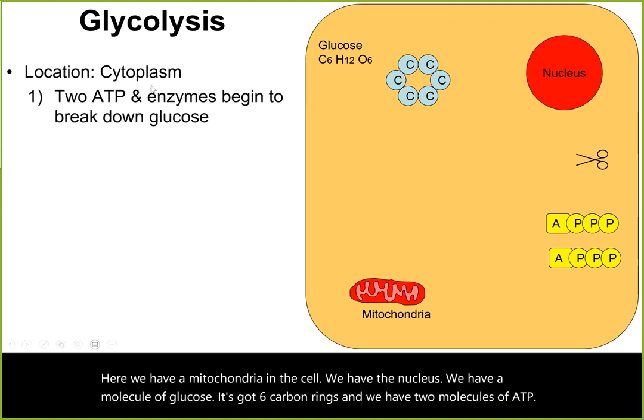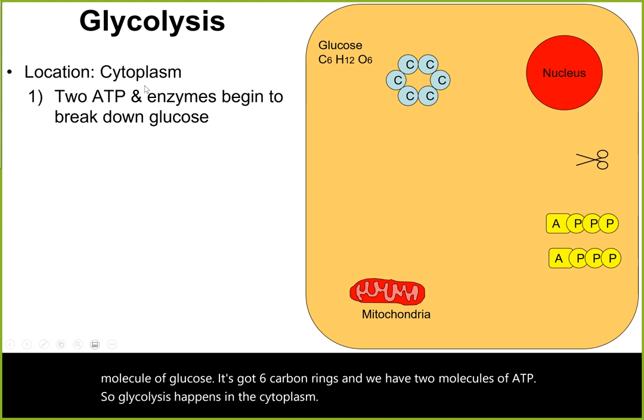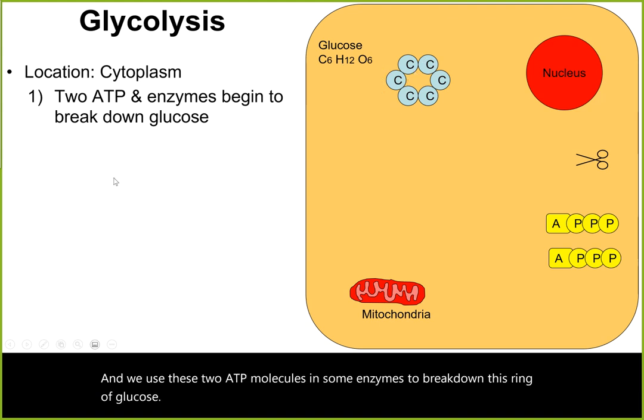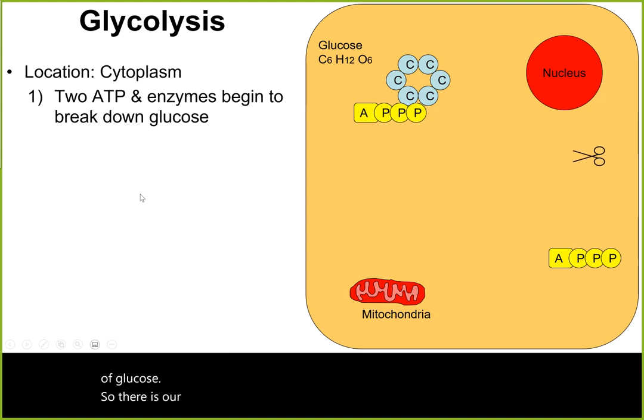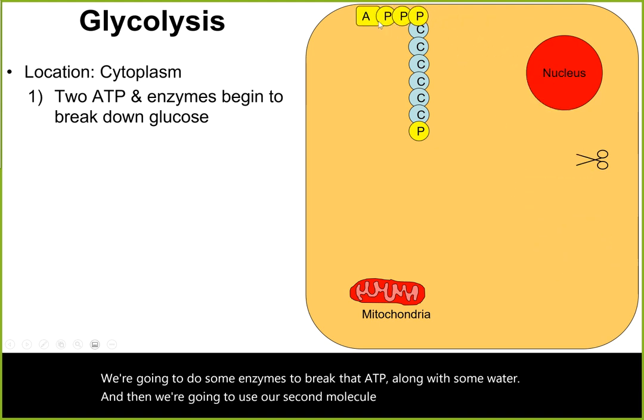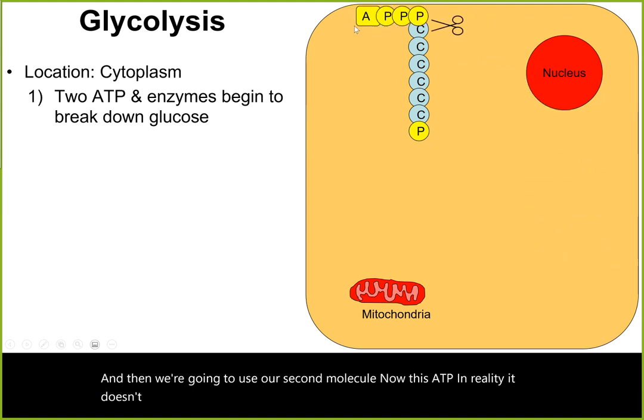So glycolysis happens in the cytoplasm. And we use these 2 ATP molecules and some enzymes to break down this ring of glucose. So there's our first ATP. We're going to use some enzymes to break that ATP along with some water. And then we're going to use our second molecule. Now, this ATP in reality, it doesn't disappear. It just becomes ADP, and it waits around to be recharged.